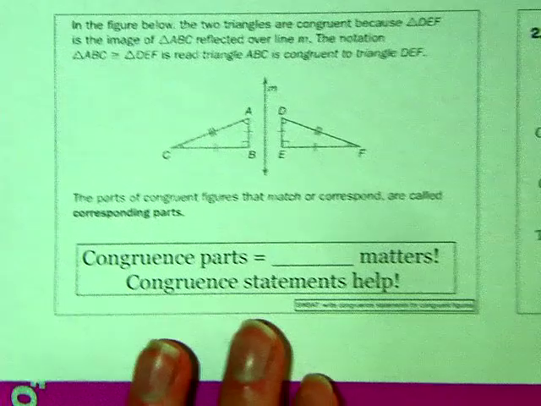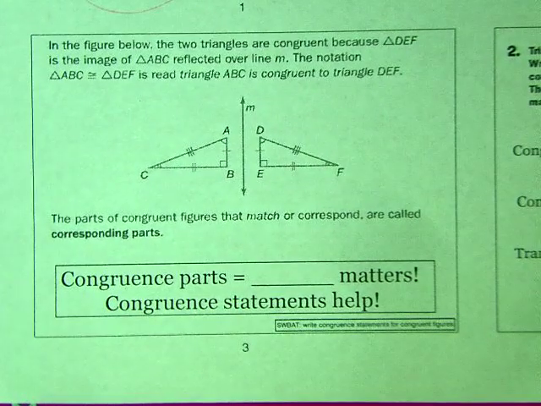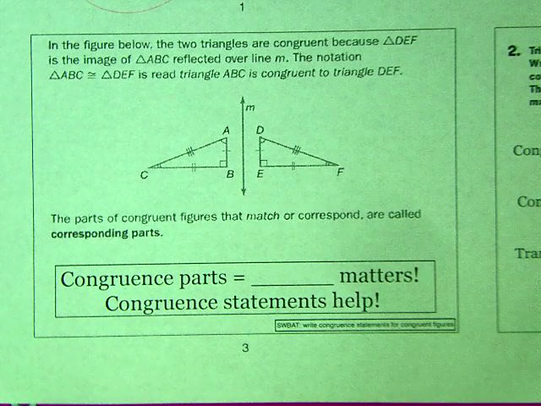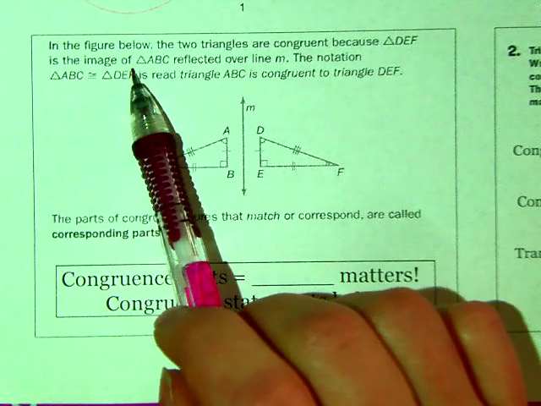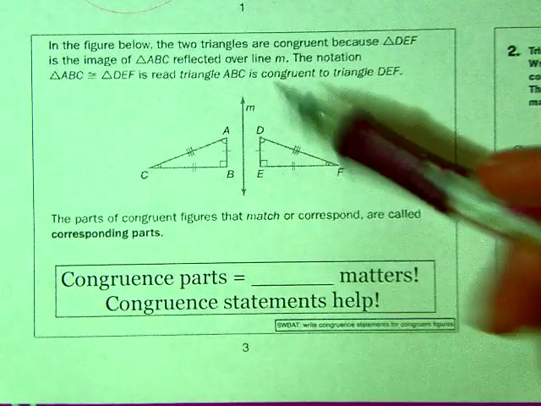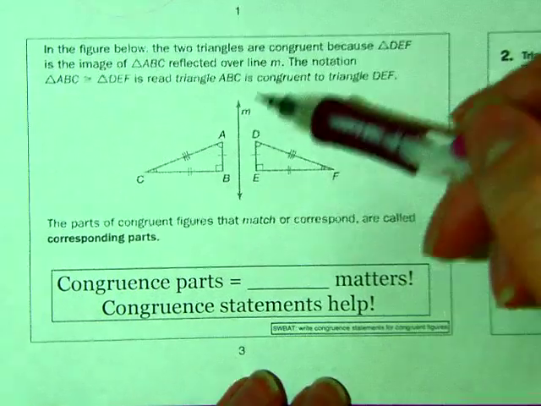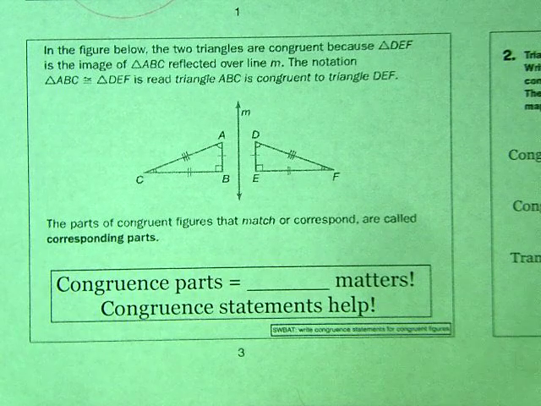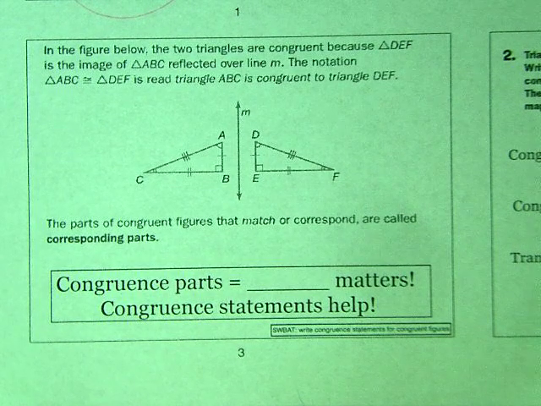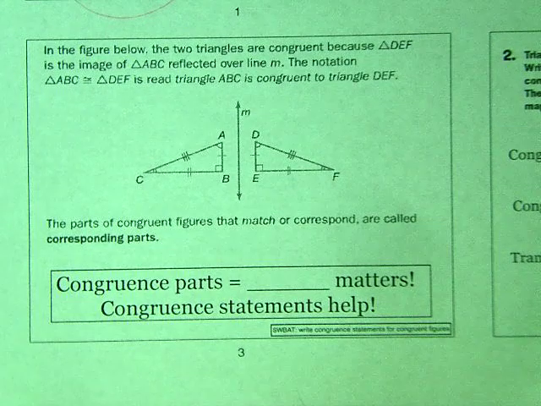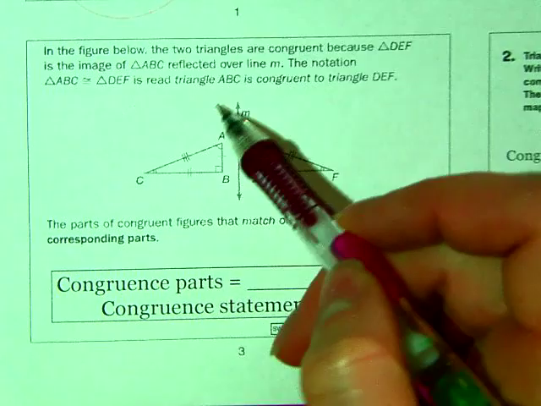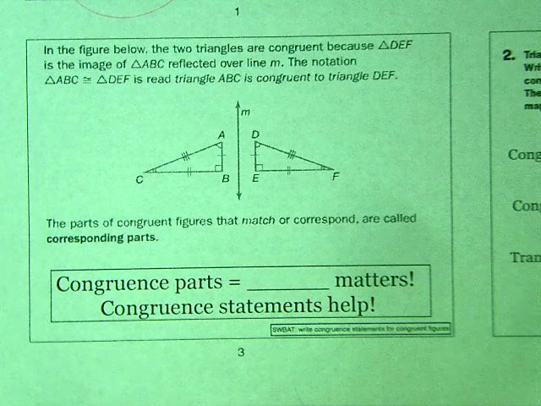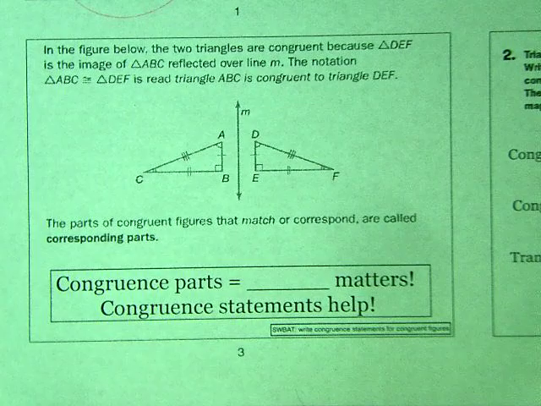So we've got a vocab word here on slide 3. In the figure below, the two triangles are congruent because DEF is the image of triangle ABC reflected over this line M. So they've reflected it kind of over the y-axis, it would appear to me, but they just put a line there since it's not on a coordinate plane. The notation triangle ABC is congruent to triangle DEF is read as triangle ABC is congruent to triangle DEF. So when we see those symbols, that's what it means in words.